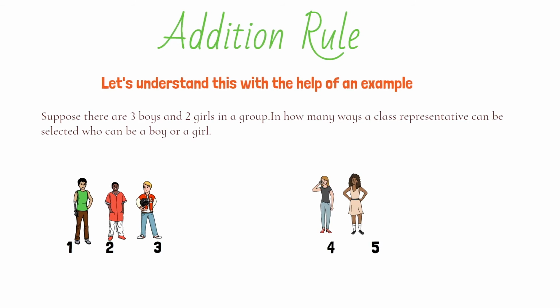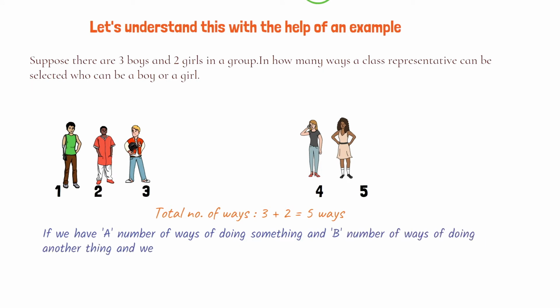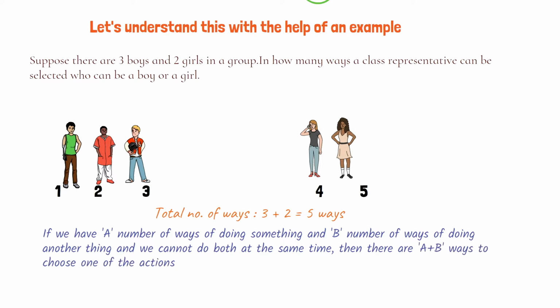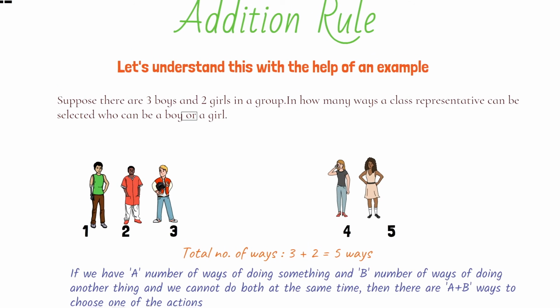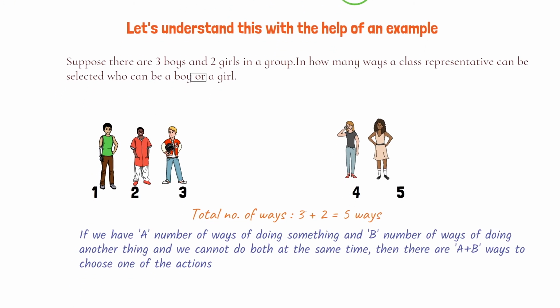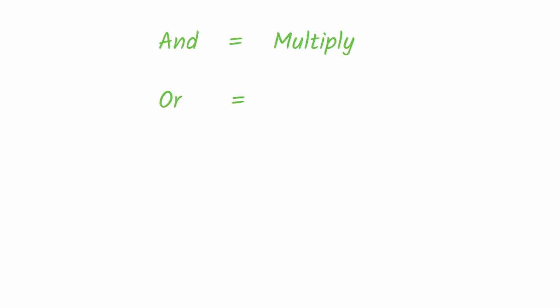This can also be answered by adding 3 and 2. Yes, we can also find the answer by adding 3 boys plus 2 girls, that is 5 different ways. That means if we have A number of ways of doing something and B number of ways of doing another thing and we cannot do both at the same time, then there are A plus B ways of choosing one of the actions. Class representative can be a boy or a girl, both of them cannot be selected. Here we have to choose one of them, so we add them. So we can conclude that in case of AND, it's multiply and in case of OR, it's add.